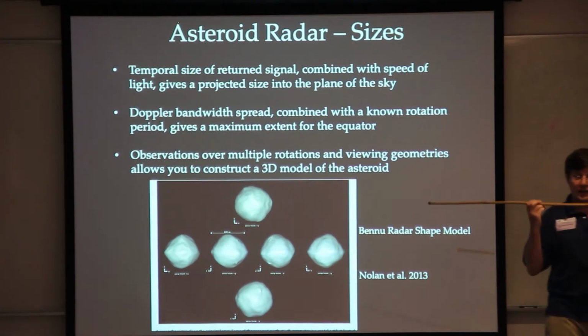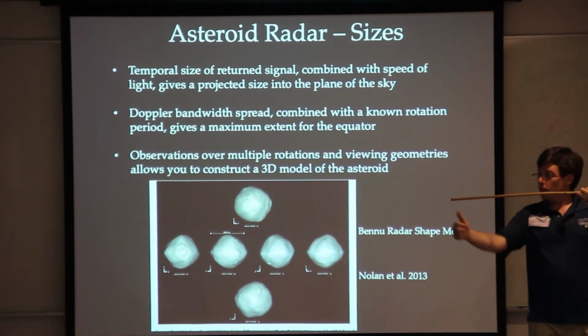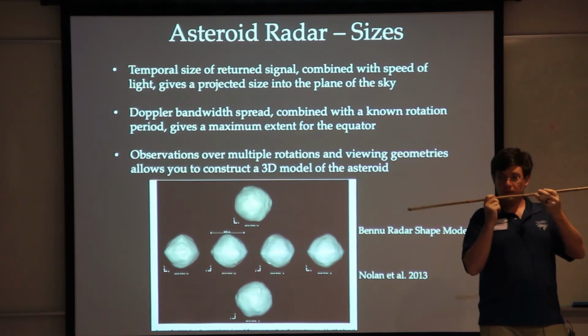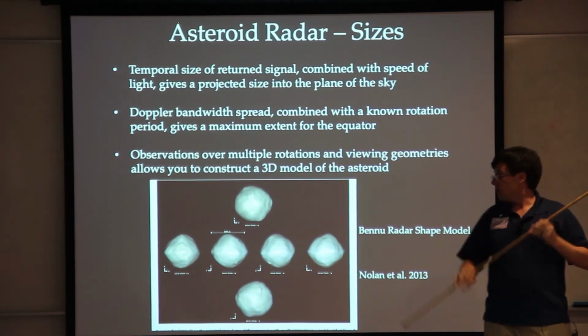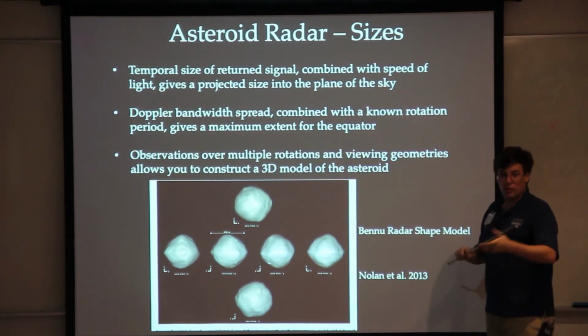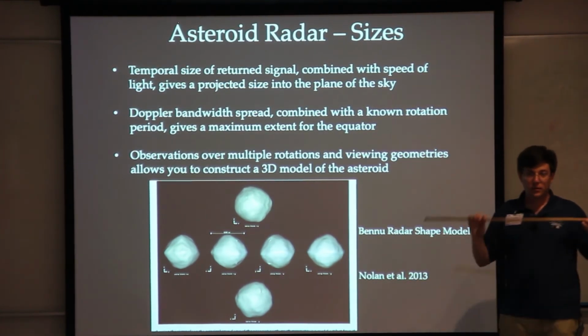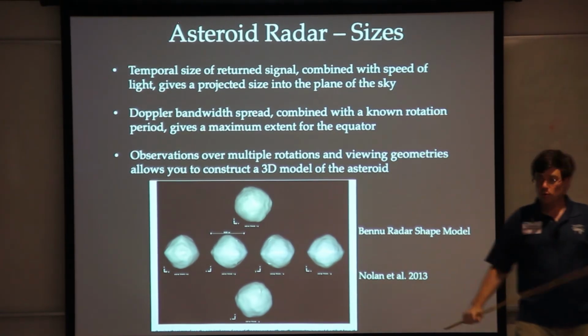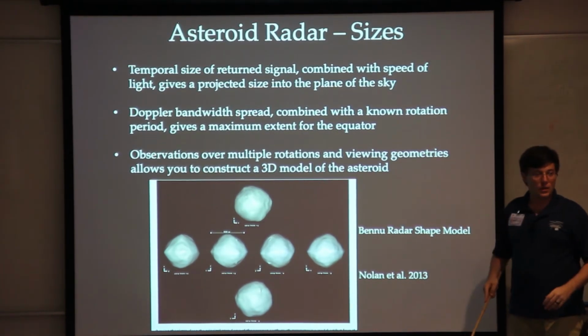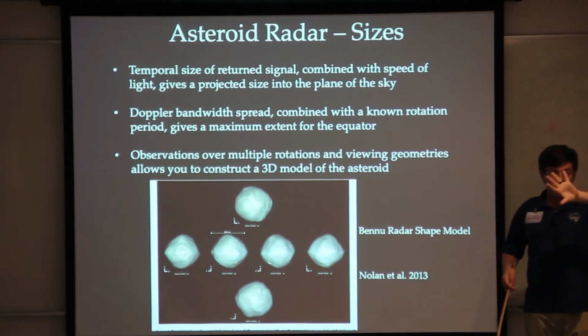And in addition, because asteroids are rotating, the radar reflections from this side will be slightly blue shifted, and from this side will be slightly red shifted. And so now you have a 3D model that's built up of objects because of their spinning and because of the time delay. You get a full model of this. And if you watch it over a full rotation, you can see the whole object.